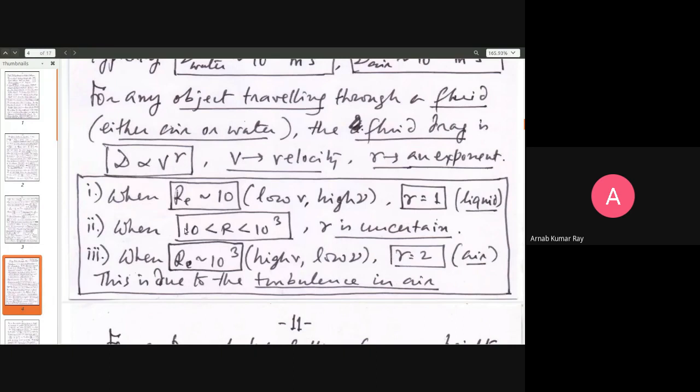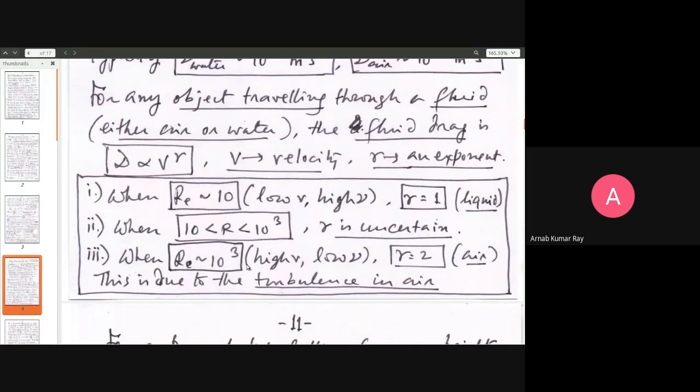Now, when the Reynolds number, sorry, I made another mistake. There should be a subscript E over here, right? Subscript E to the Reynolds number here. When the Reynolds number is between 10 and 1000, one really doesn't know what gamma to use. One has to look into experiment. There's no clear-cut prescription. That is what I am saying. Gamma is a little uncertain.